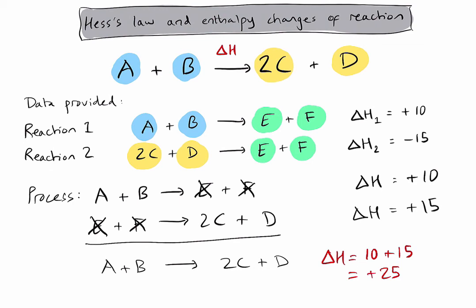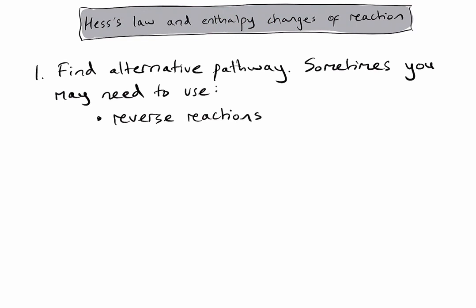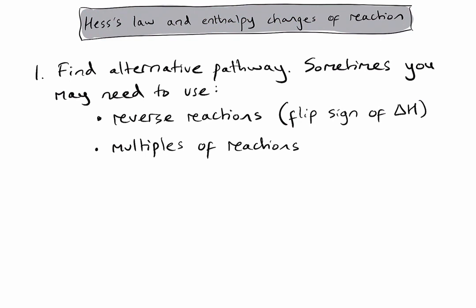Let's now summarise the key points from this video. The first step is recognising that we need to find an alternative pathway using the reactions that I'm provided with the enthalpy change data. In more complicated examples, you may need to use reverse reactions, in which case you'll need to flip the sign on the enthalpy value, and you may also be required to use multiples of a reaction, in which case you'll need to multiply the enthalpy change value accordingly.